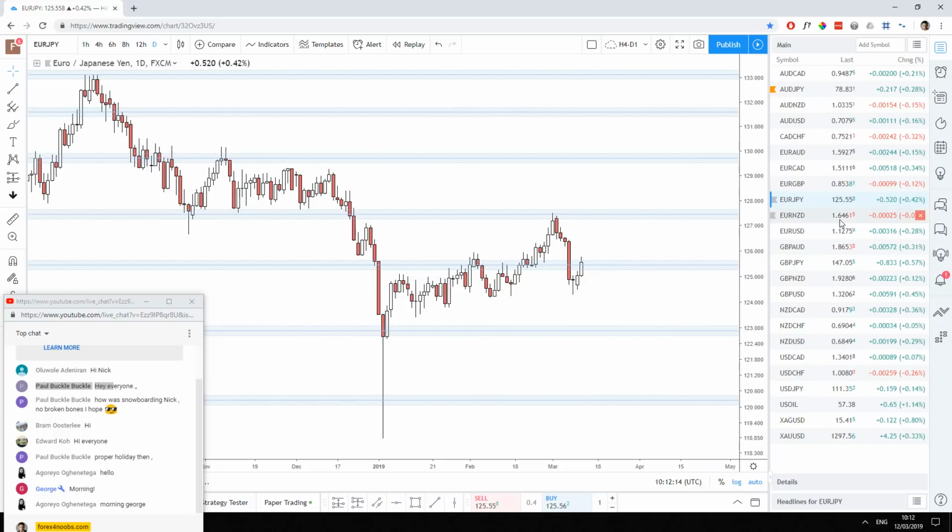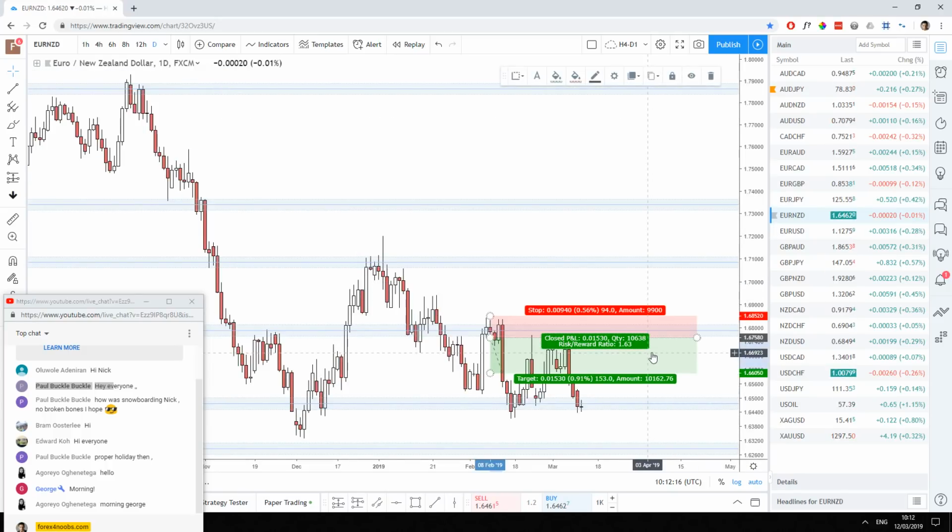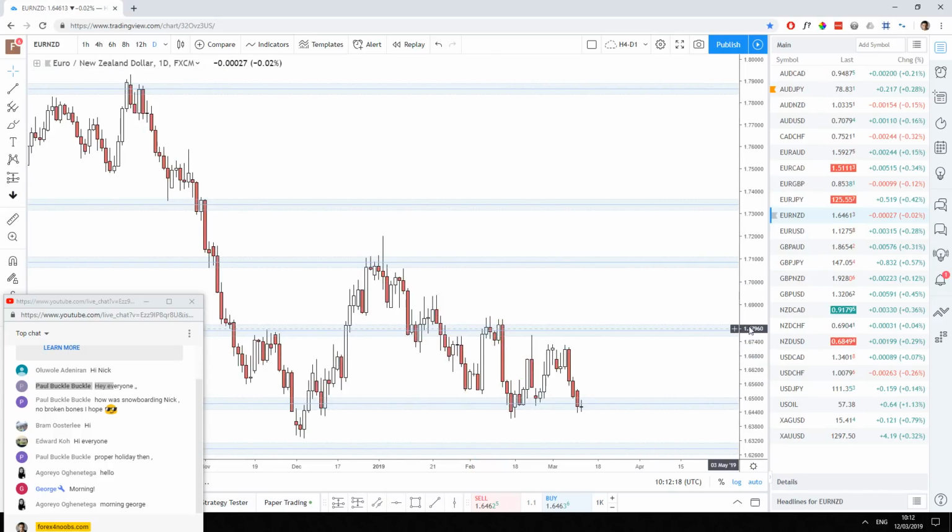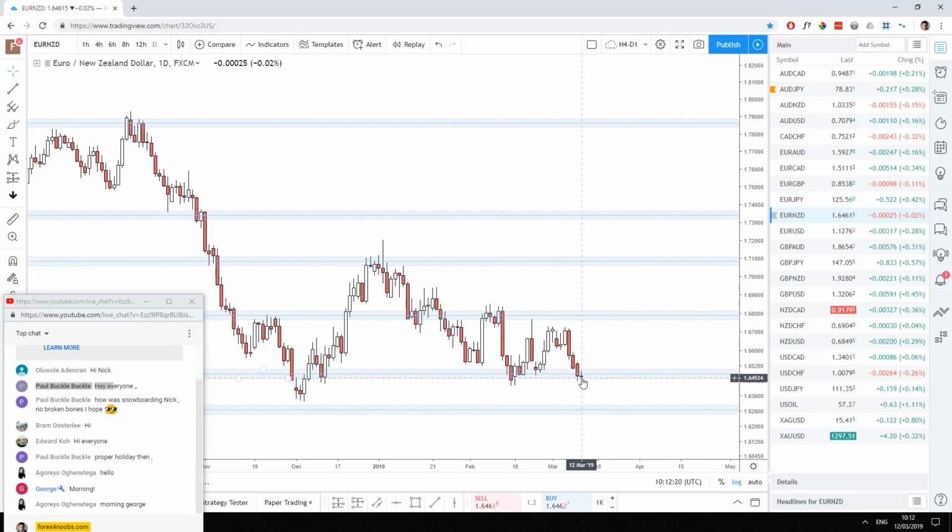Euro JPY, nothing much going on. Euro New Zealand, somewhat interesting. Price stalling out on top of support.